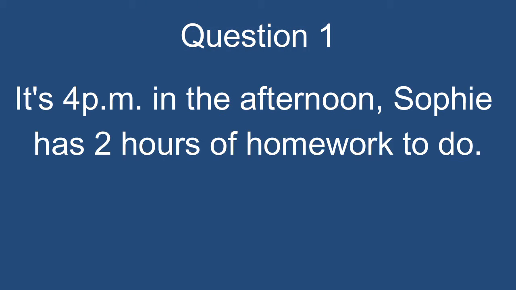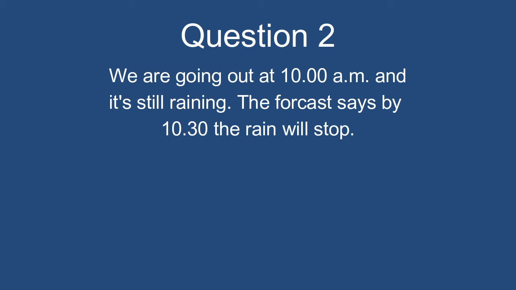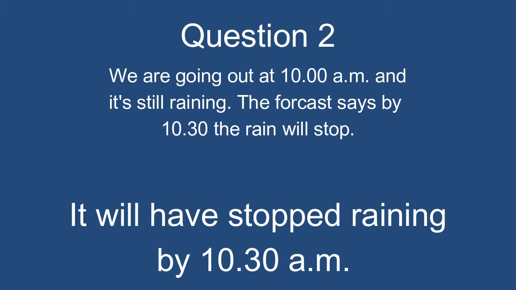Question 1. It's 4 p.m. in the afternoon. Sophie has 2 hours of homework to do. We can say, Sophie will have finished her homework by 6 p.m. Question 2. We are going out at 10 a.m. and it's still raining. The forecast says by 10:30 the rain will stop. It will have stopped raining by 10:30 a.m.